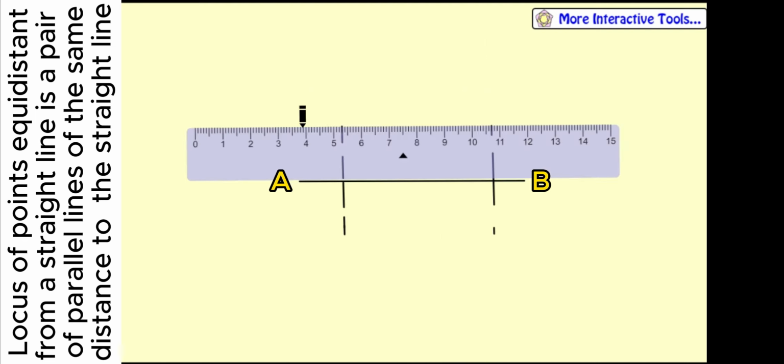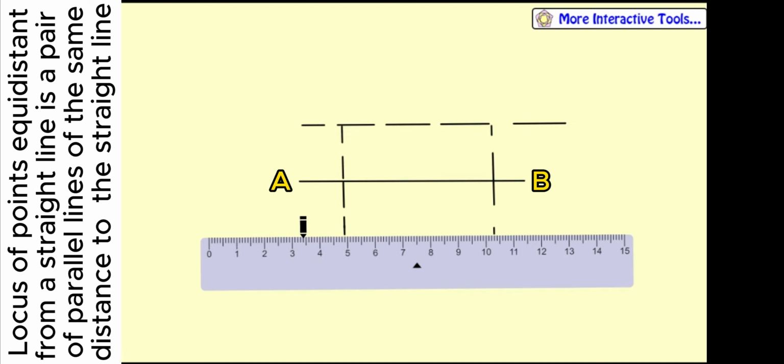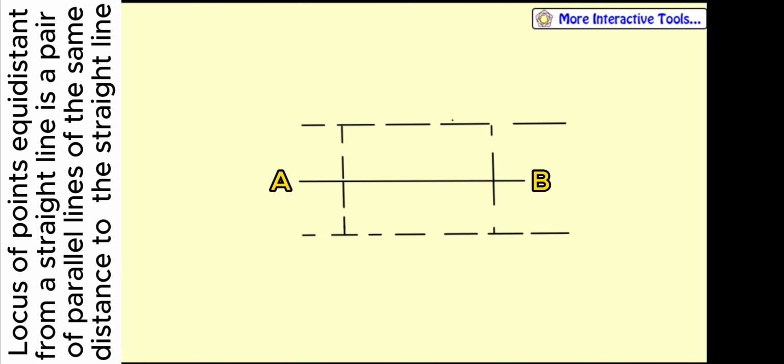So we can now see the locus. The one that is upward and the one that is downward, both of them will be parallel to line AB and must be of the same distance to it. Let us look at an example now.